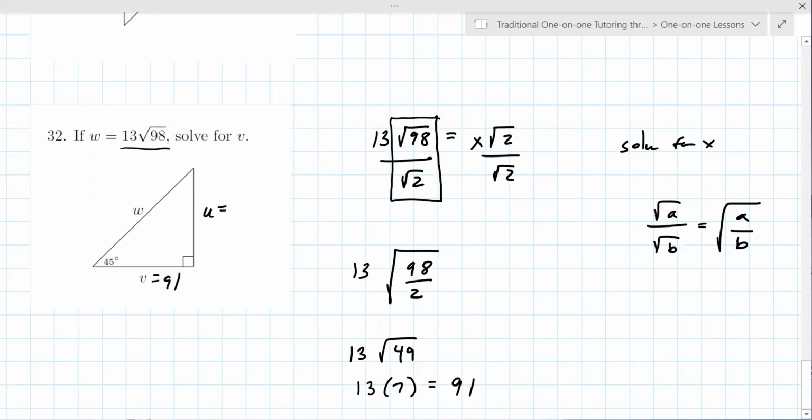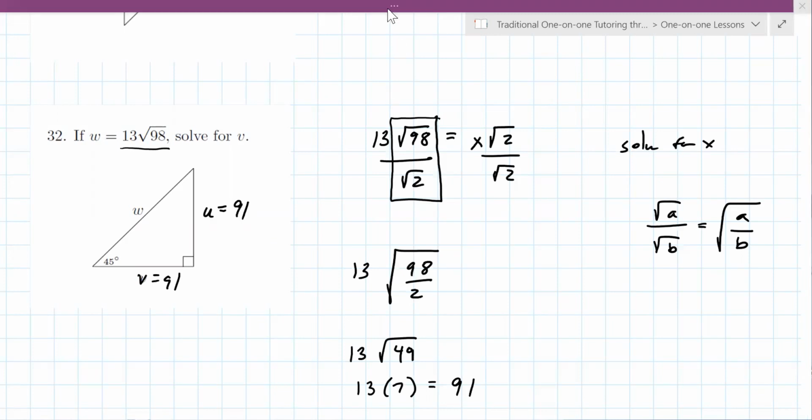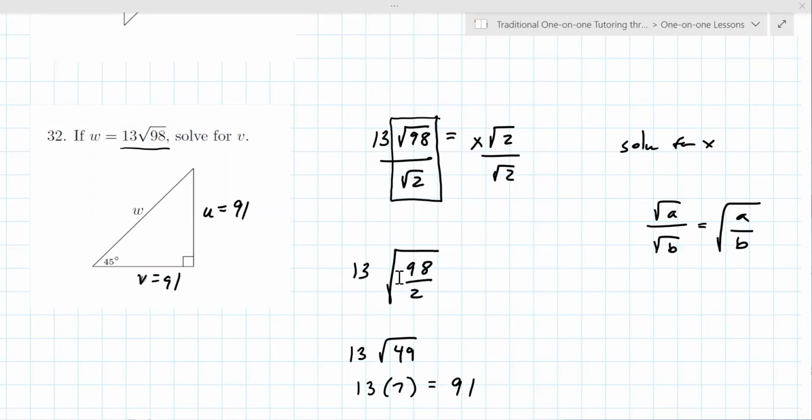What is the value of u in this problem if v is 91? If V is 91, U is also 91. Perfect. Do you feel like you understood that? The only difference, I mean, you're still dividing by square root, but this time you just have to handle the numerics of it. Okay. All right.